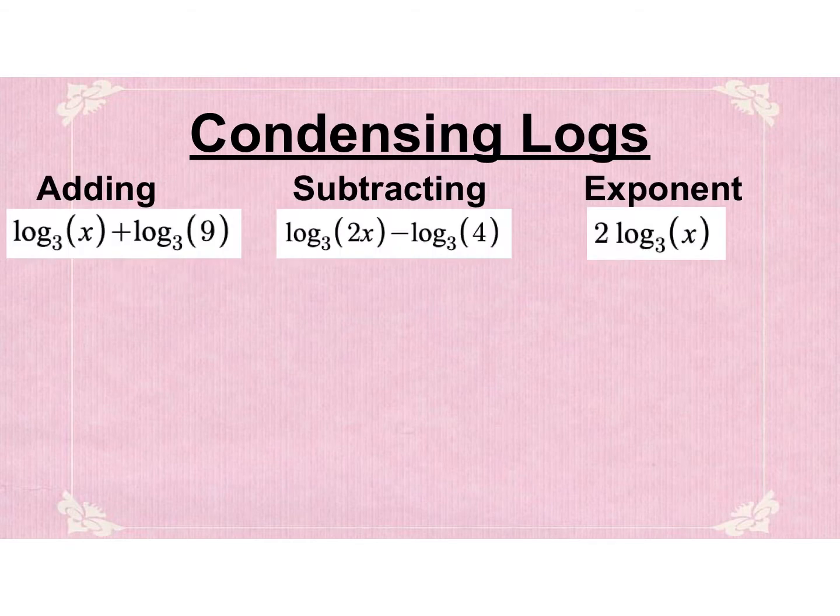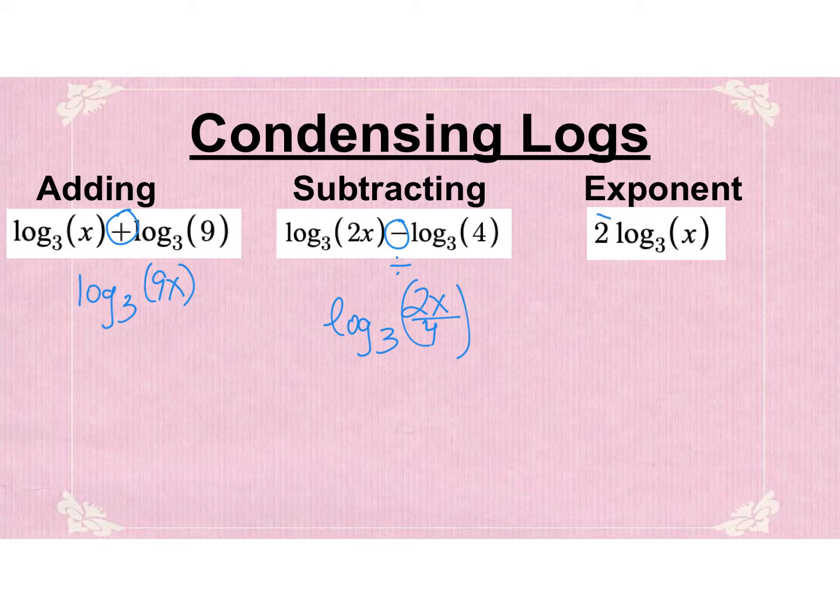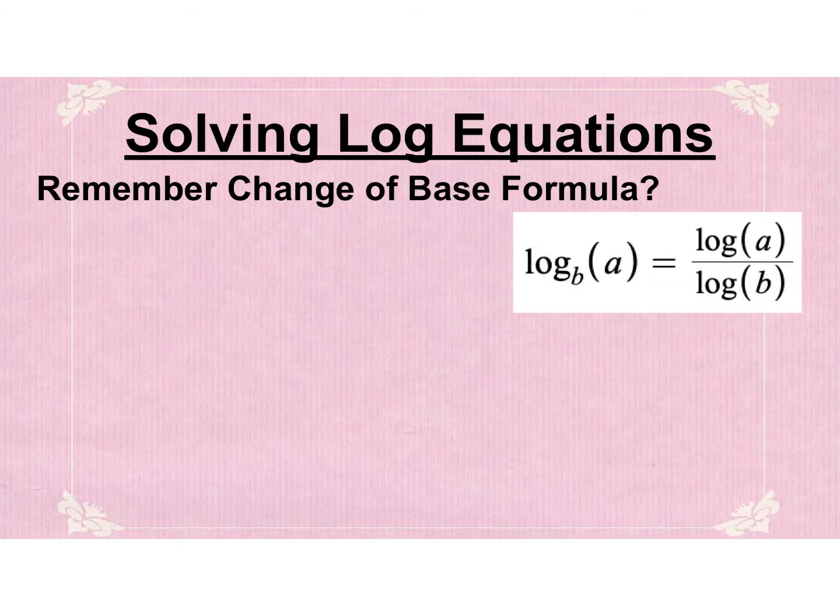So just to recap condensing, remember when we have the same log base and we're adding, addition condenses into multiplication. So this becomes log base 3 of 9x. When we're subtracting, it's going to become division. So this becomes log base 3 of 2x over 4. And when I have an exponent, it's actually a multiplication out in front. It becomes an exponent when I condense it. So this can become log base 3 of x squared. We're going to be condensing today as we try to solve.